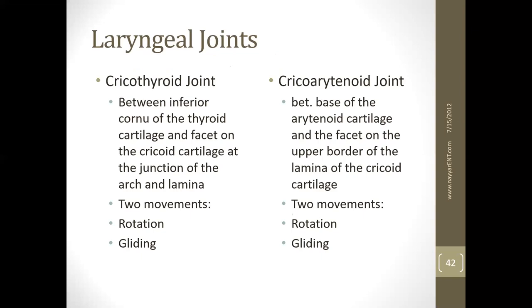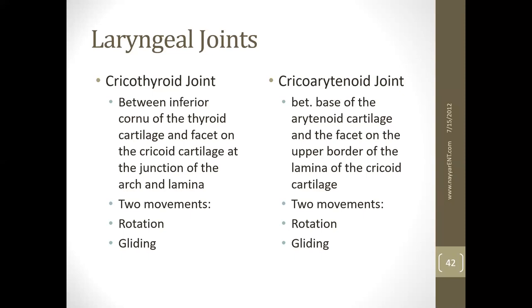Important laryngeal joints, we have the cricothyroid joint and the cricoarytenoid joint. The cricothyroid joint is between the inferior cornu of the thyroid cartilage and the facet of the cricoid cartilage at the junction of the arch and the lamina. It has two movements, which is rotation and gliding.